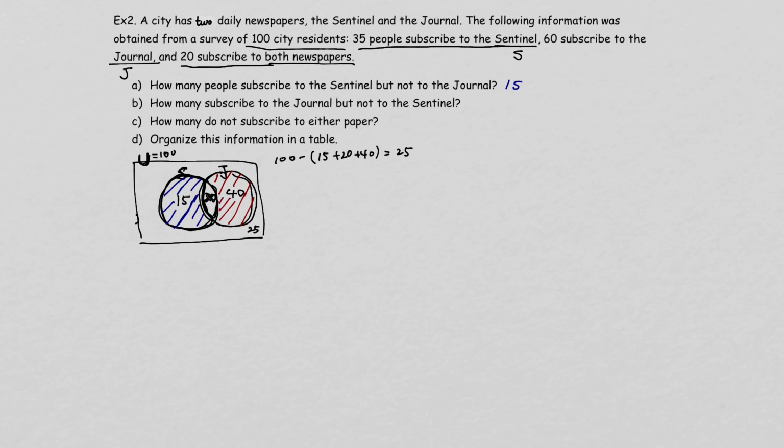So that will be 40. C is asking how many do not subscribe to either paper. That's going to be 25. And the last question is asking, organize this information in a table. Well, I already gave you as a Venn diagram, right? So this is going to be what T is.